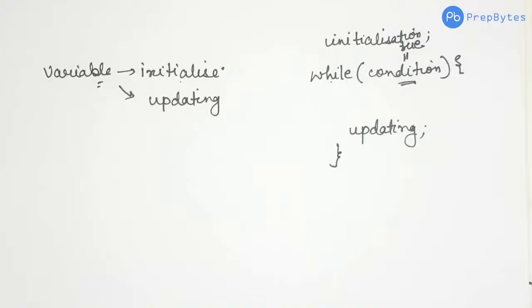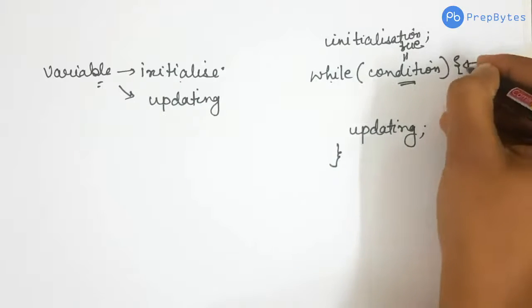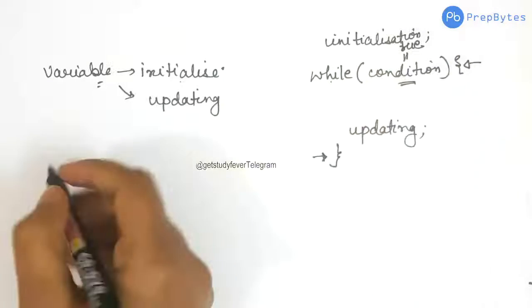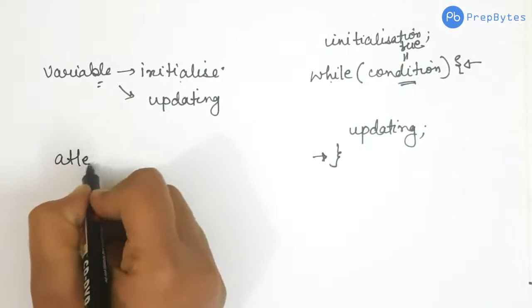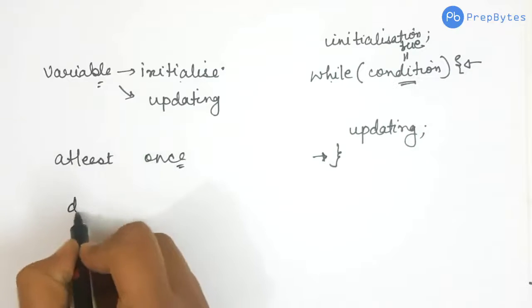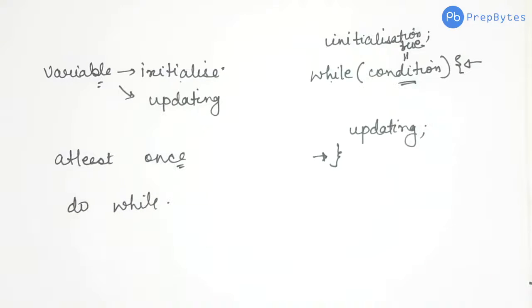Now let's say I come across a scenario in which I want to execute this particular block irrespective of whether the condition is true or false. So it does not matter whether the condition is true or false. I just want that my loop should run at least once. So in such scenarios we use do while. So let's see what is do while loop.